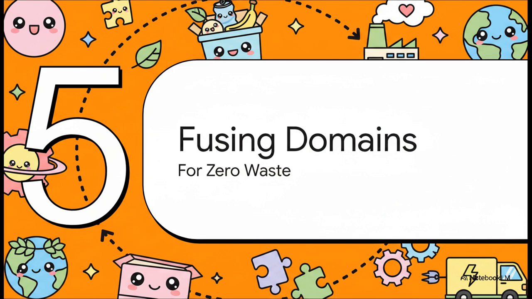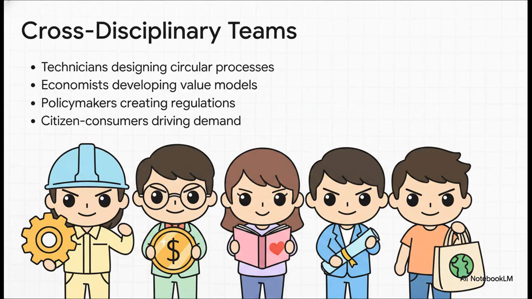Which brings us to Section 5, fusing domains for zero waste. To actually make this zero waste interconnected future a reality, we have to break out of our traditional silos. It's going to take an epic cross-disciplinary team-up. We need the technicians and engineers designing these circular processes. We need the economists writing entirely new value models. We need the humanists digging into how consumer behavior actually shapes these loops. We need policymakers writing the regulations to support it, and we need citizen consumers, all of us, driving the market demand. We literally have to fuse the domains of science, money, and human behavior.